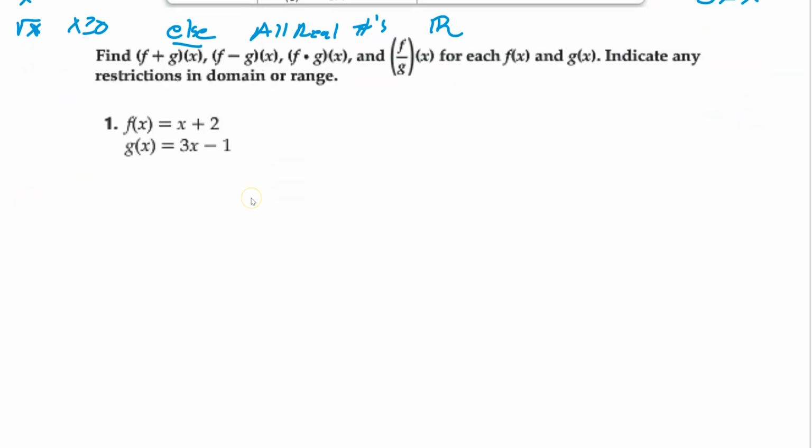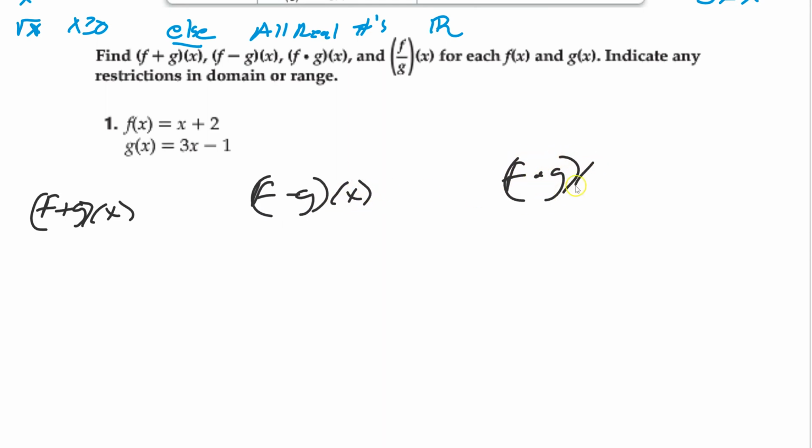So let's do some examples. They want us to do every single one of these for this one. So they want us to do f plus g of x. They want us to do f minus g of x, f times g of x, and f divided by g of x. And for every single one of them, they want us to indicate the domain. We're not going to do the range. We'll do domain. Range we'll learn next.